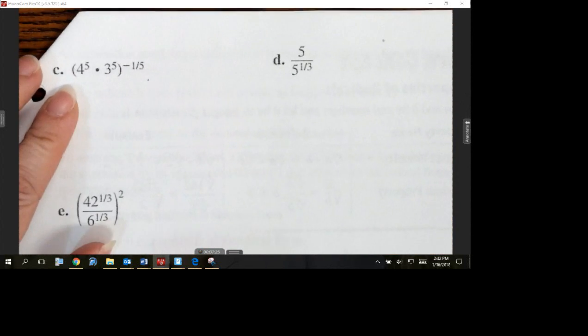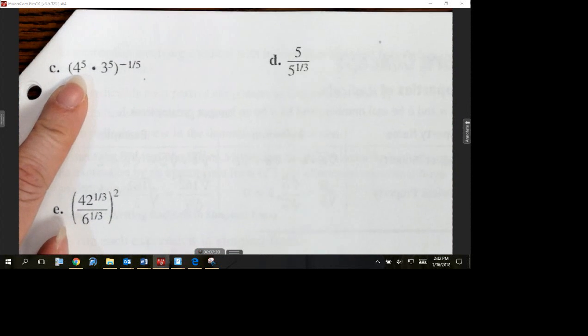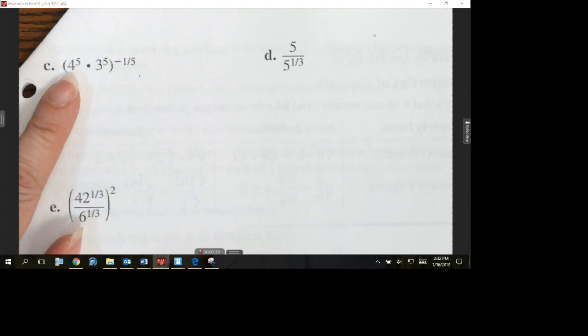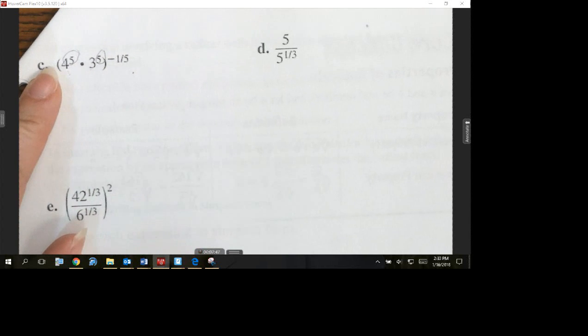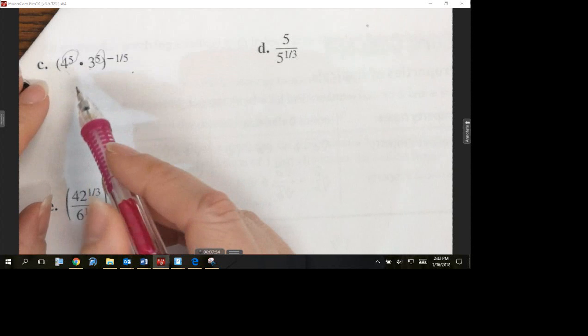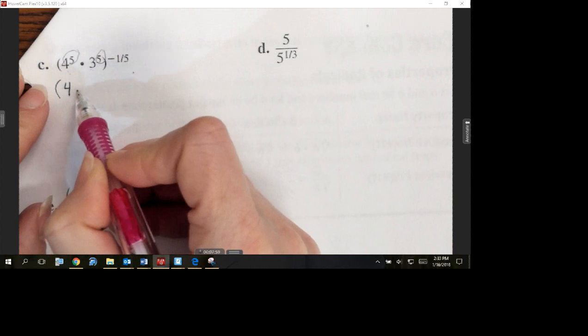All right, for C, you could do C the same way we just did B. But I'm going to show you a different way, because I like this other way better. But there's something different about C. These are not the same bases, but they have the exact same exponent. The other one did not. Because it has the exact same exponent, I'm going to use the power of a product property backwards.